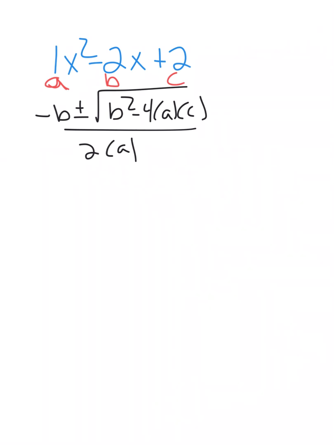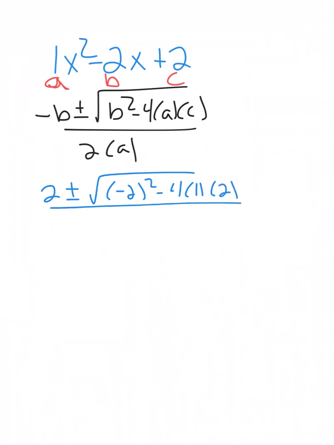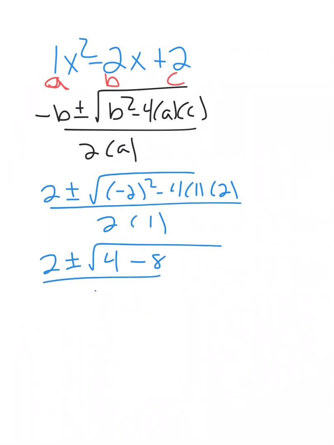Since my b value is -2, and I start off with a negative b here, I'm going to have the opposite of -2, which ends up being +2. And then we have plus or minus the square root of b squared minus 4 times a times c all over 2 times a. I'm going to do some simplifying here. So we have 2 plus or minus the square root of 4 minus 8 all over 2, which is 2 plus or minus the square root of -4 over 2.